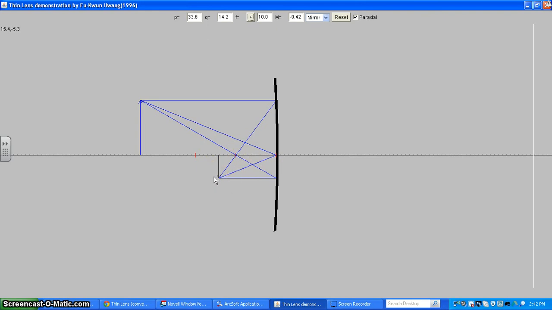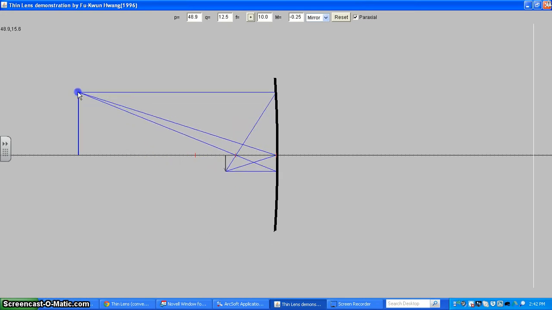And then the third ray, which is only really necessary if the first two aren't helpful, comes from the object, strikes the middle of the mirror, and then is reflected back using the angle of reflection, meaning that this angle and this angle are exactly the same. And wherever those three lines converge, that is where our image is.